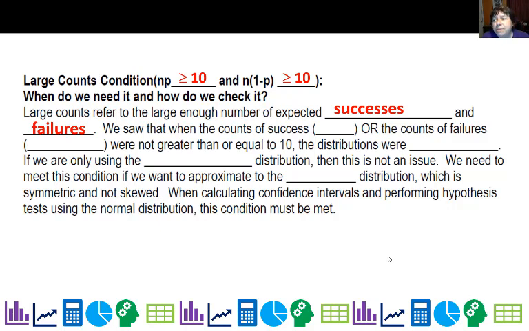We saw that when the counts of success, n times p, or the counts of failures, n times 1 minus p, were not greater than or equal to 10, the distributions were skewed. If we're only using the binomial distribution, that's fine because it'll actually do all the math for you. But if we're trying to approximate to the normal distribution, which assumes that it has to be symmetric, then we've got an issue. And especially later, we haven't covered it yet, we'll be calculating confidence intervals and performing hypothesis tests, which heavily rely on a normal distribution.